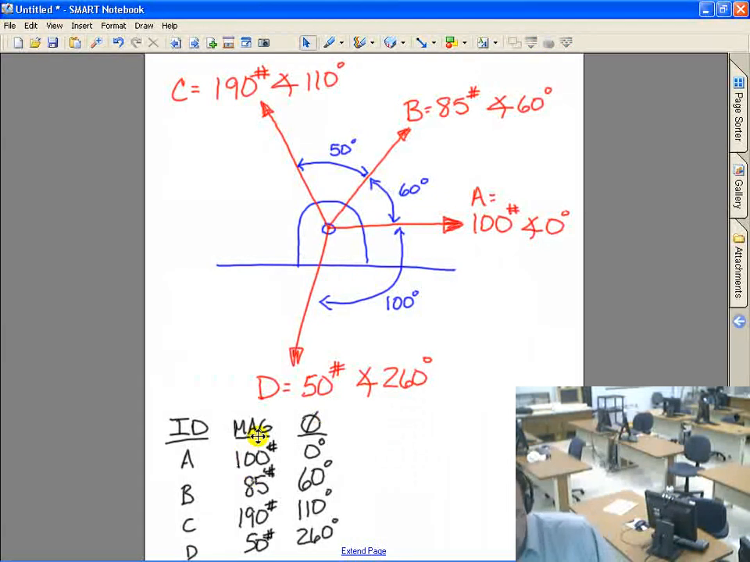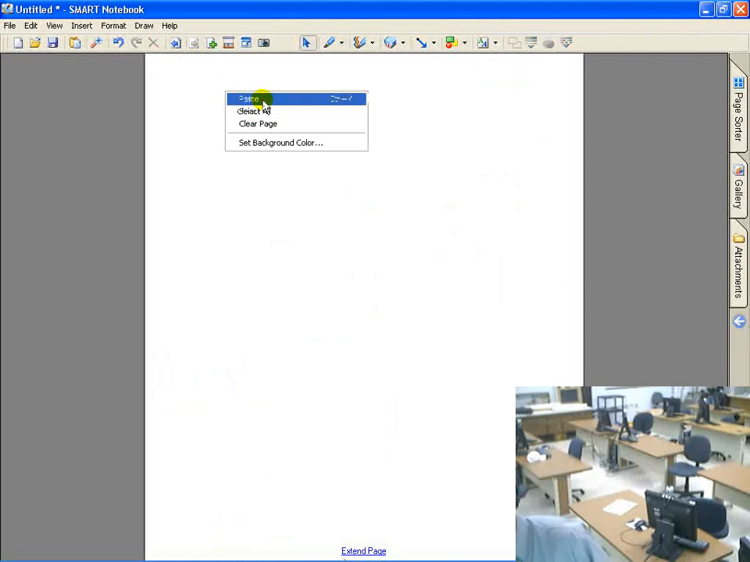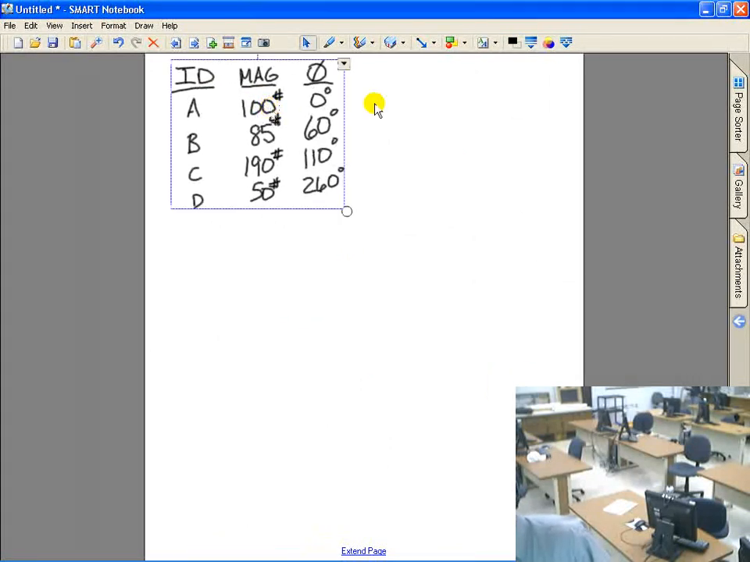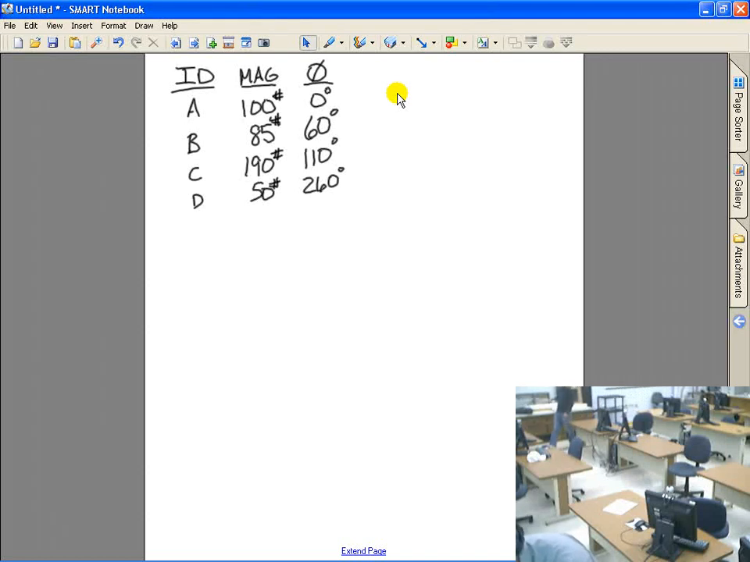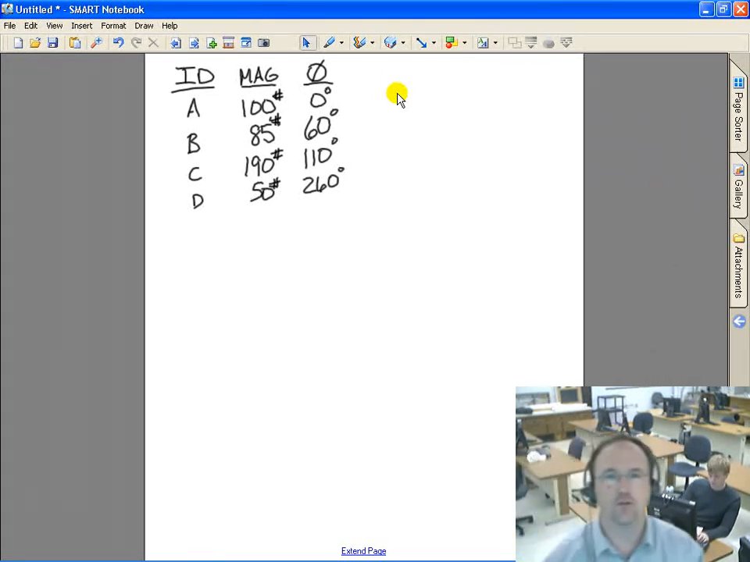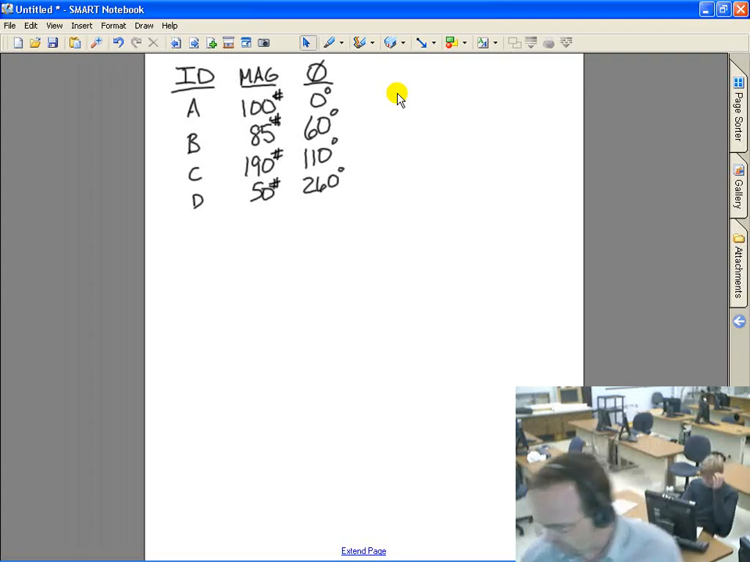So let's go ahead and take this and copy it to the next page. And so this is our locations. I'm going to write this down. So we got 100 at 0, we got 85 pounds at 60 degrees, we have 190 pounds at 110 degrees, and we have 50 pounds at 260 degrees. So let's first do it graphically. Let's solve this equation graphically.